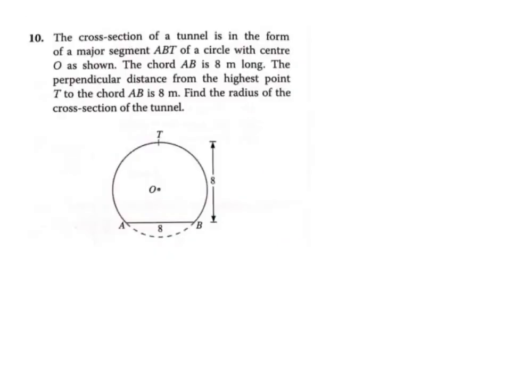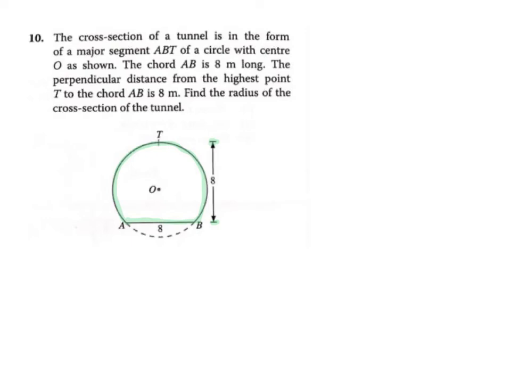Next question, question number 10. The cross-section of the tunnel is in the form of a major segment, ABT. So we are looking at the major segment, which is this whole portion over here. The perpendicular distance from the highest point T to the chord BD is 8 meters. Find the radius of the cross-section of the tunnel.